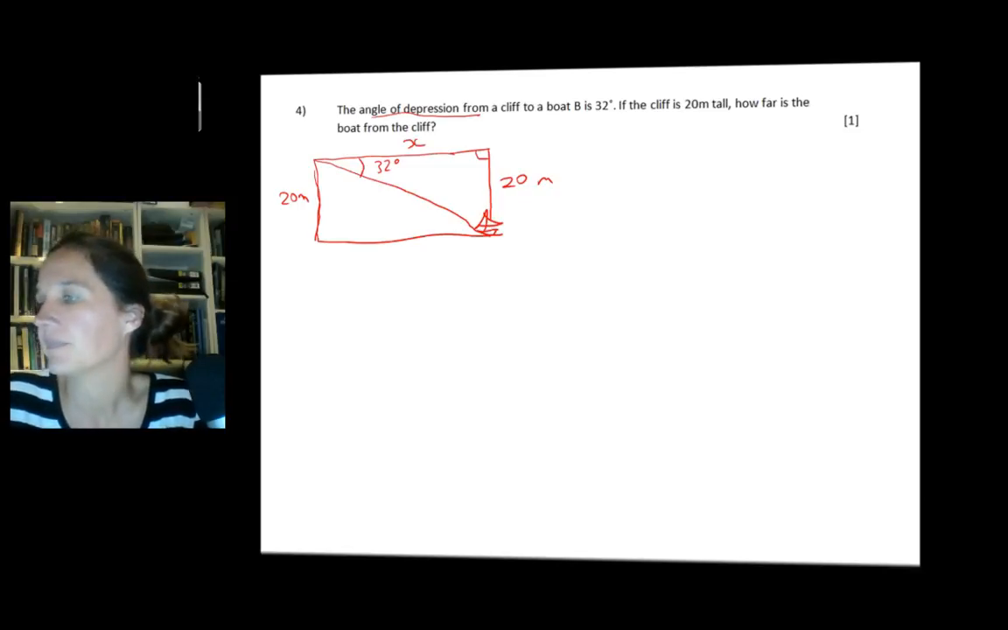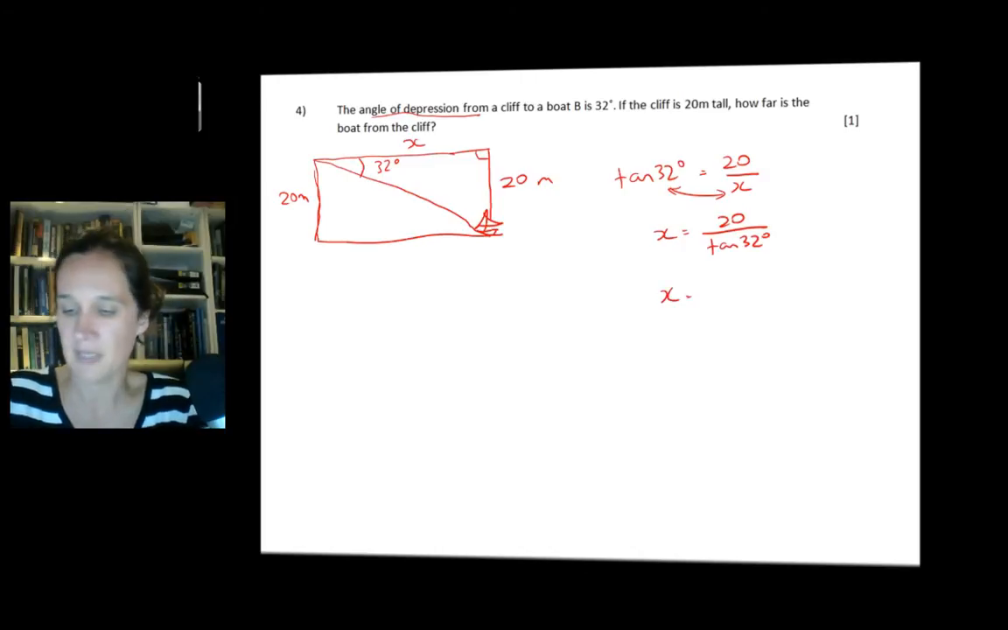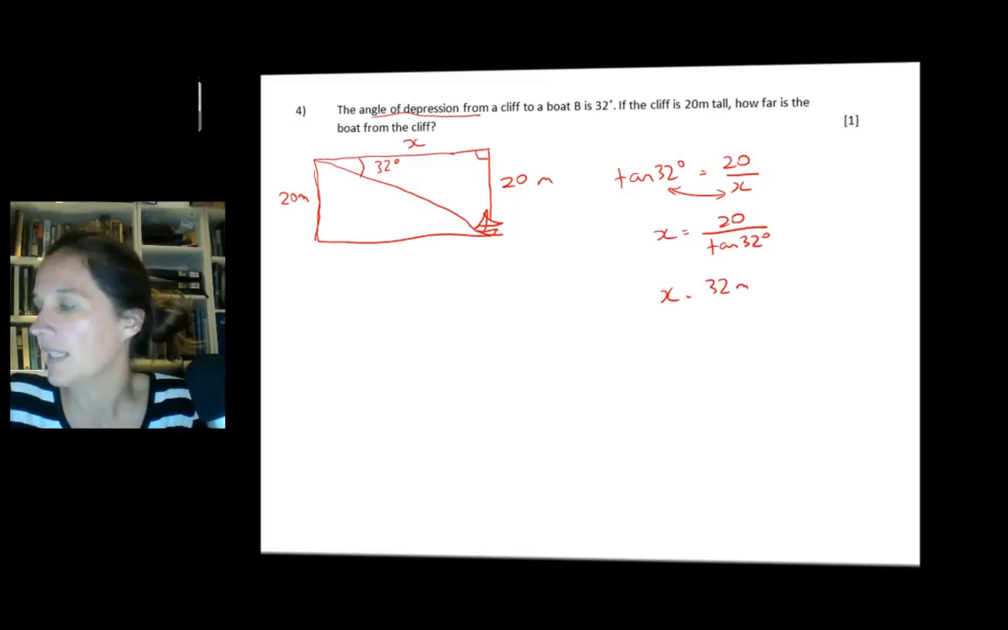So now we look here, we've got opposite and we've got adjacent. So tan of 32 degrees is equal to 20 divided by x. Here, remembering when we divide by, we can swap these terms over. X is equal to 20 divided by tan of 32 degrees. When we put this into our calculator, we're going to end up with 32 meters to the nearest meter.